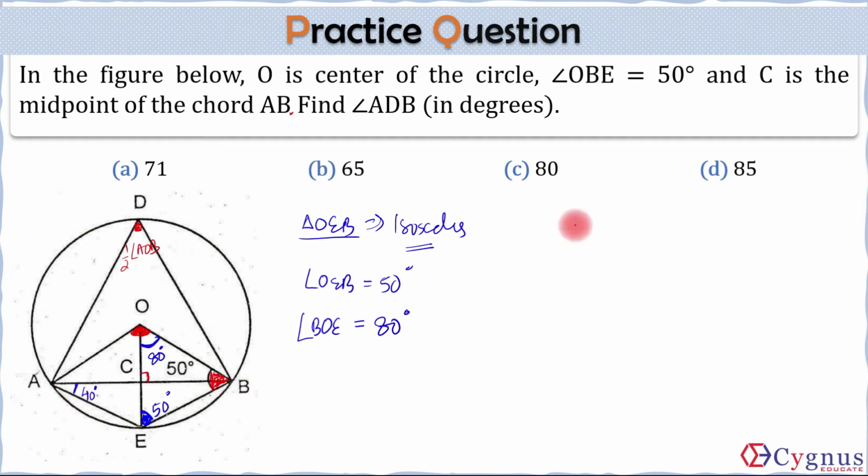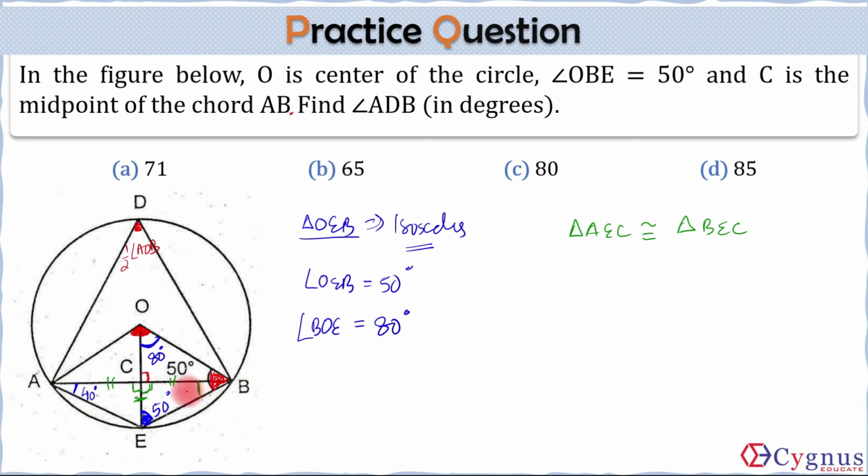Now, if we consider triangle AEC and triangle BEC, these two triangles are congruent triangles. How are they congruent triangles? Let's see. This side is equal to this side because C is the midpoint. This is the common side and this angle is 90. This angle is also 90. So both of these triangles are right angle triangles which have two sides the same. This side is same as this side and this is the common side. So both these triangles are congruent triangles.